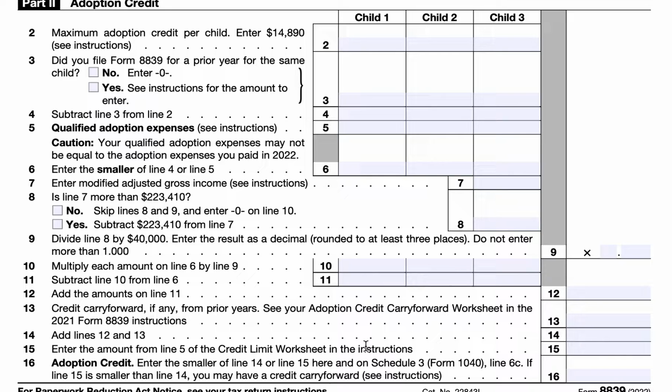In line 16, you will enter the smaller of line 14 or line 15, both here and on Schedule 3 of your Form 1040, line 6C. If line 15 is smaller than line 14, you may have a credit carry forward to 2023. You will need to use the Adoption Credit Carry Forward worksheet located in the form instructions to determine the amount of your credit carry forward.